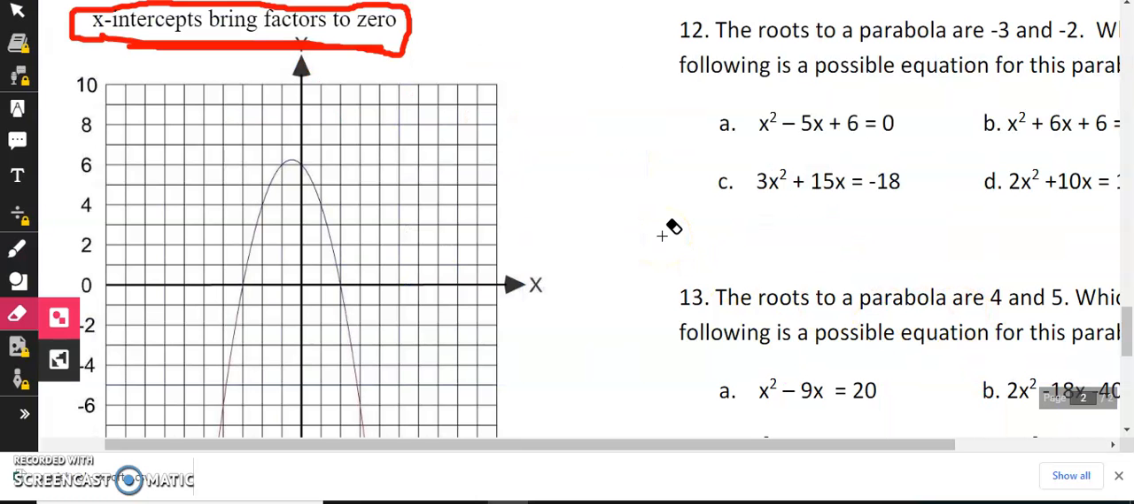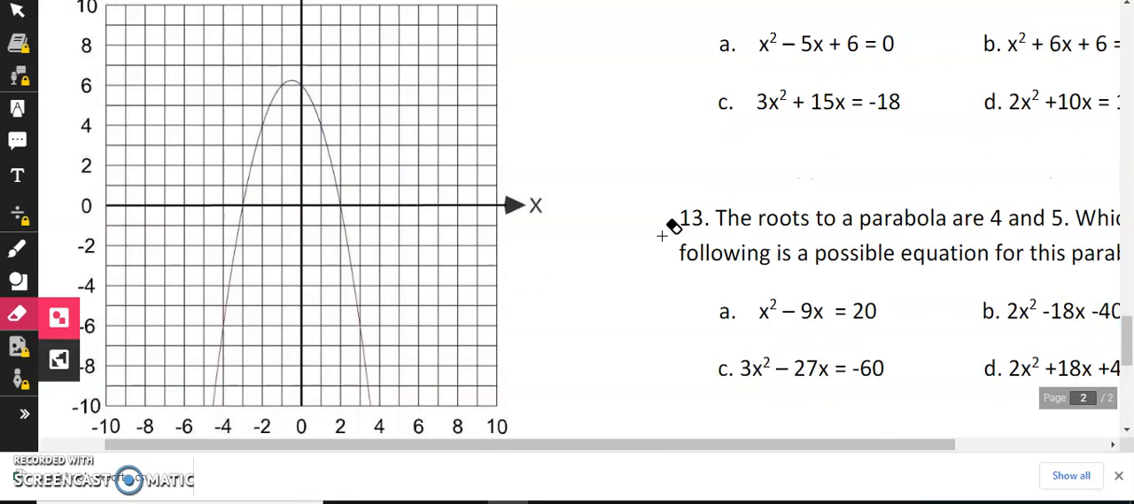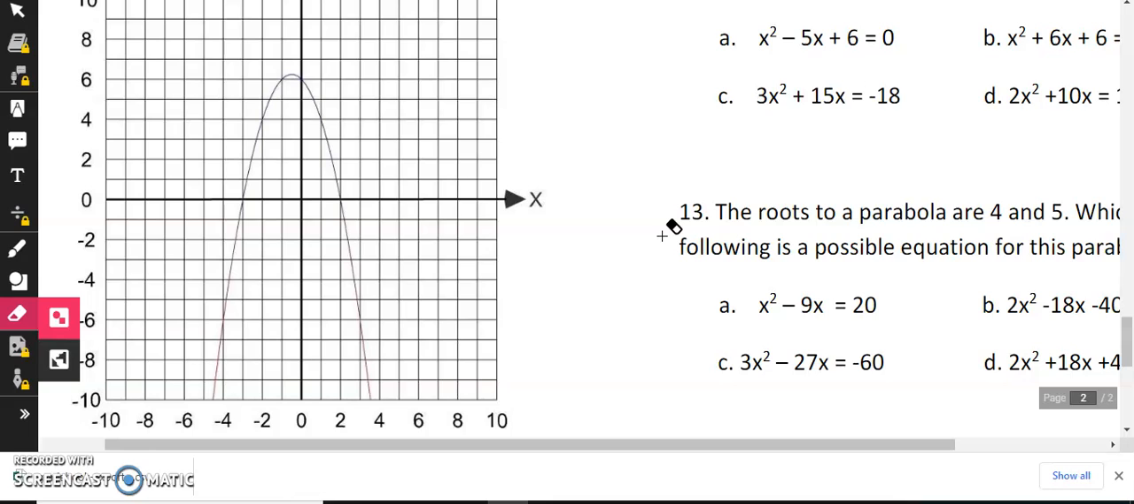All right, so for our second example, we're going to do much the same way. We're going to start by figuring out where our graph crosses the x-axis. So it looks like I have a point over here at positive 2, and then a point over here at negative 3.